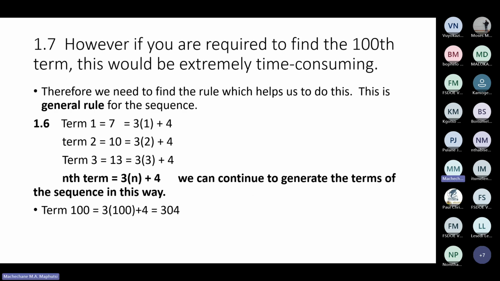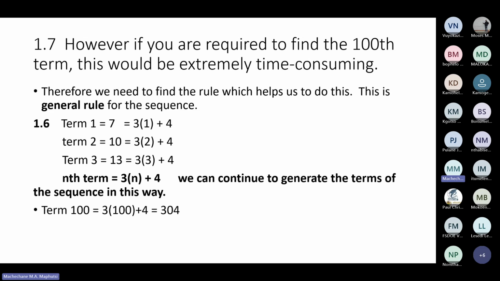But unfortunately, sometimes you can be given big numbers like in this question. Like the question is saying, if you are required to find the 100th term, this would be extremely time consuming because you can't just add 3, 3, 3 up to the 100th term. So what do we do in that instance? We need to find the rule which will help us to do this. And this we call the general rule, as we have seen in question 1.6. So this is question 1.6, like I indicated.